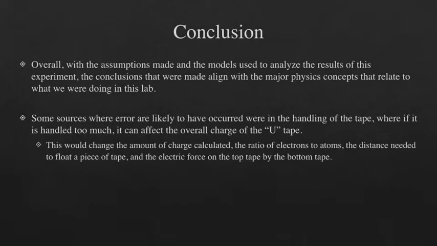Overall, with the assumptions made and the models used to analyze the results of this experiment, the conclusions that were made align with the major physics concepts that relate to what we were doing in this lab. Some sources where error is likely to occur is in the handling of the U-tape. If it's handled too much, it can affect the overall charge of the U-tape. This would change the amount of charge, the ratio of electrons, the distance needed to float a piece of U-tape, and the electric force on the top tape by the bottom tape.